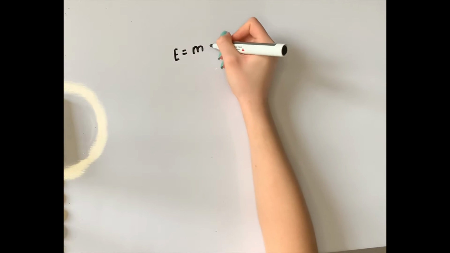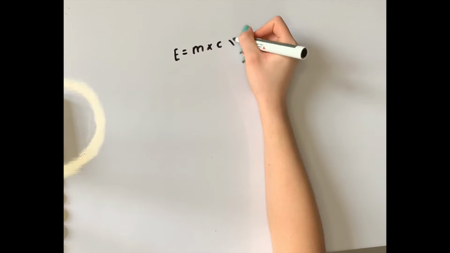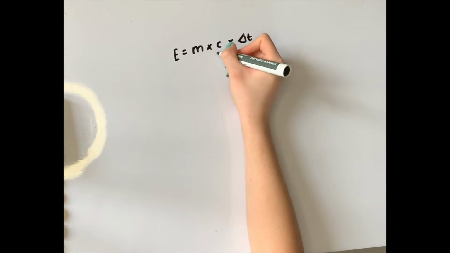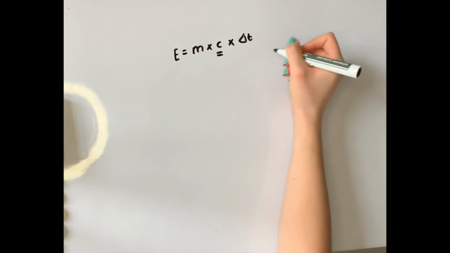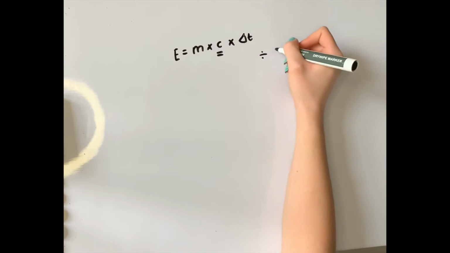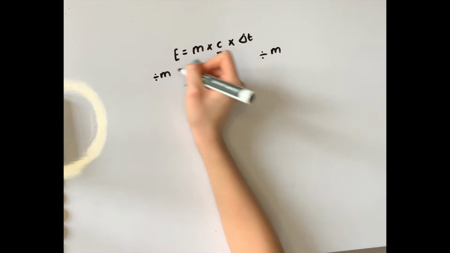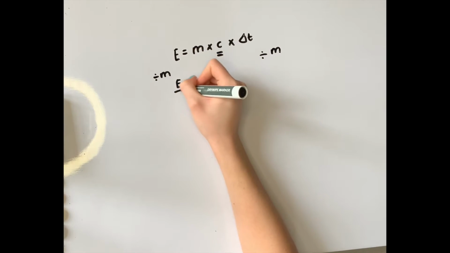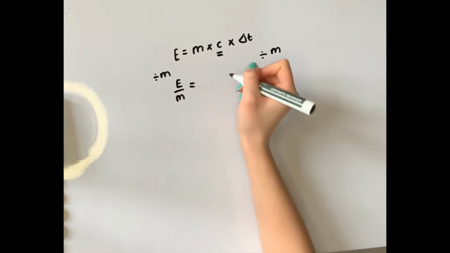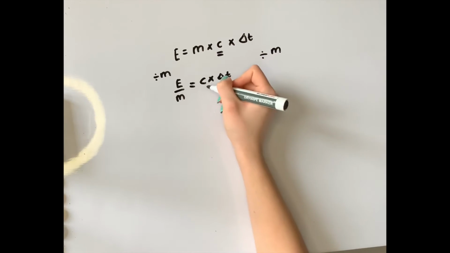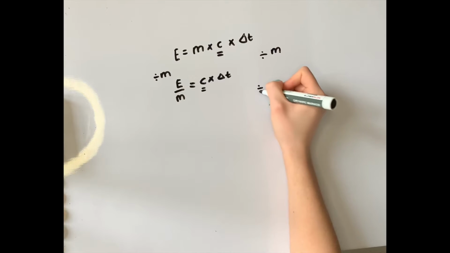Okay, so let's try and deduce the units of C, or specific heat capacity. So I want to make C the subject of my equation. If I divide firstly both sides of the equation by m, let's see what we get. On the left side we get E over m, and on the right side we just get specific heat capacity times change in temperature.